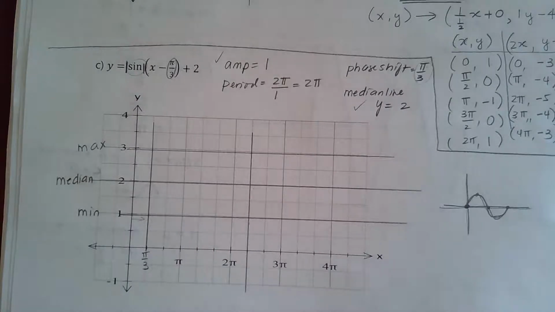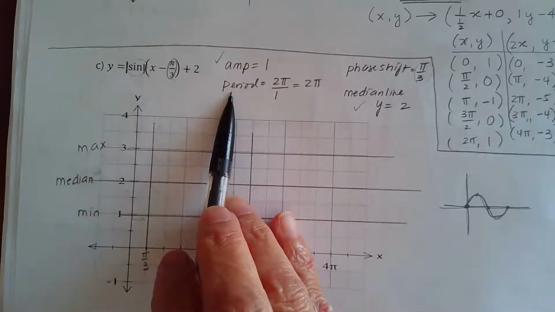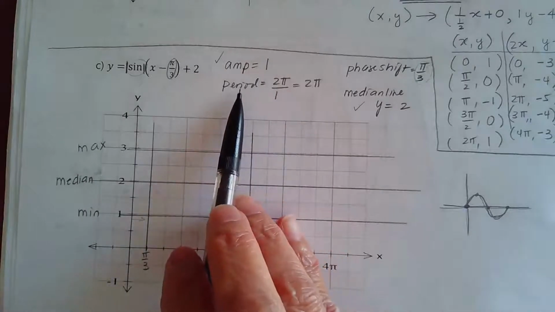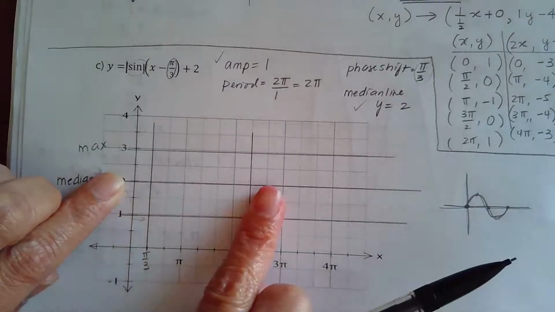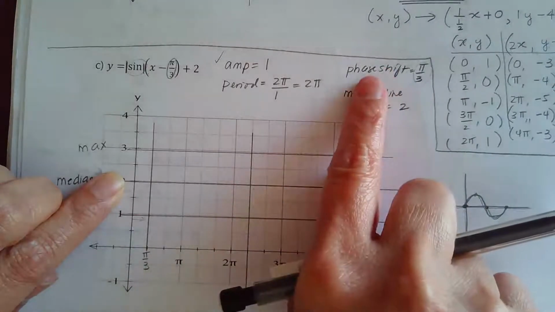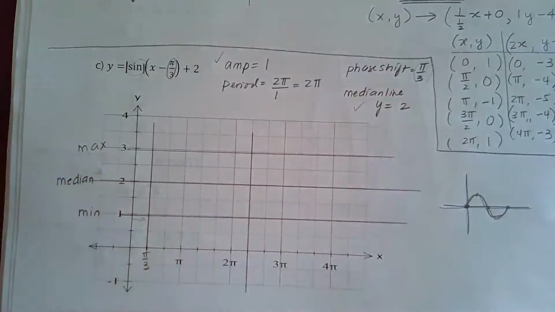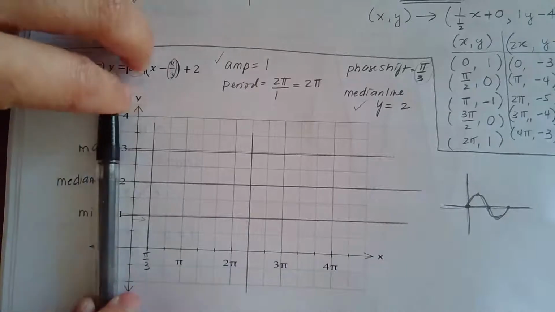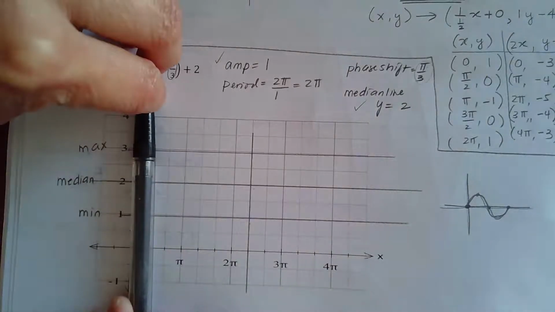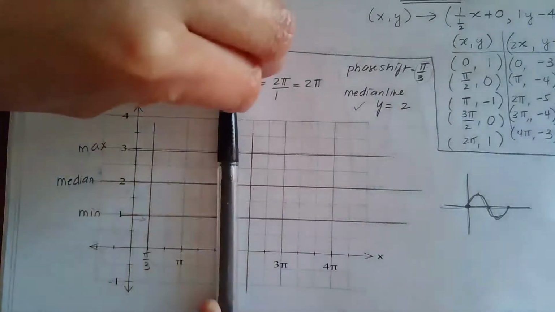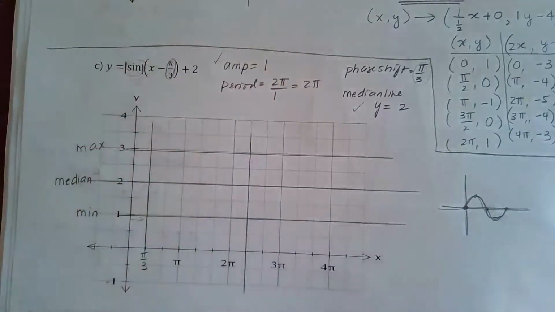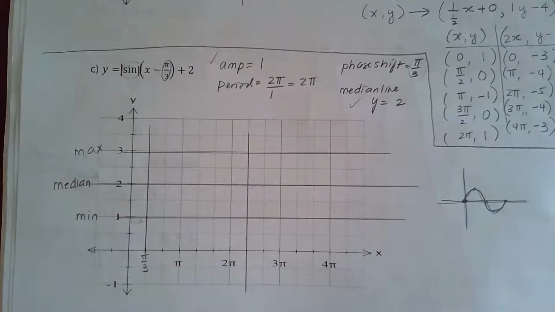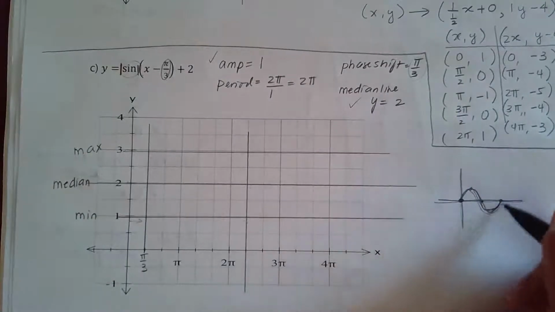Okay, so let me repeat that again. We know our period is 2 pi, so that means from 0 to 2 pi, that's our complete cycle. But because we have our phase shift of pi over 3, the starting point will be shifted pi over 3, and then the end point at 2 pi would also move pi over 3. So everything is shifted. Okay, so what does that look like?